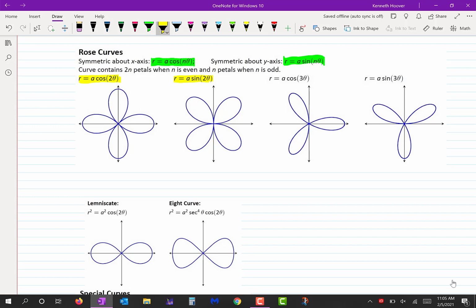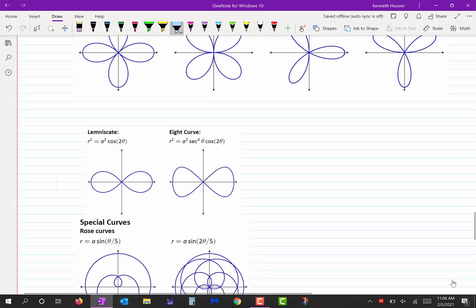Okay, look at these two. When you have cosine 3 theta, you have 3 petals, sine 3 theta, 3 petals. What is the rule there between that number in front of theta and the number of petals? Okay, it's listed right here. If n is even, then double n will tell you how many petals it's going to have. Okay? And if n is odd, then that number n is exactly the number of petals you're going to have.